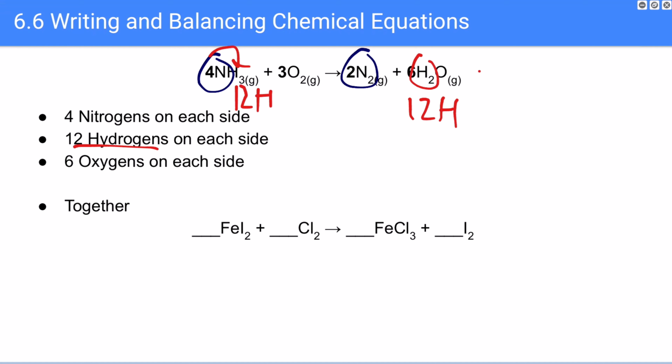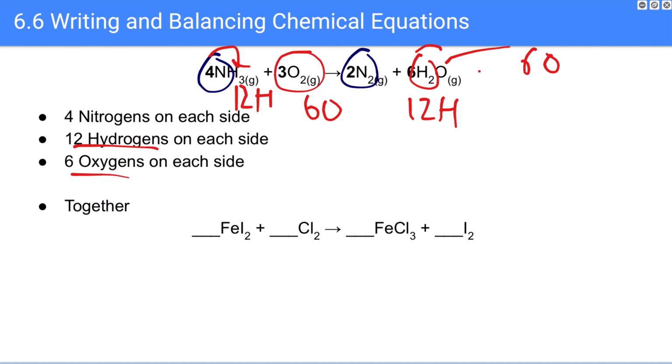The last thing I want to look at is the number of oxygens. 3 O2s is indicative of 6 oxygens. And same thing here, that 6 applies to that oxygen, giving us 6 oxygens as well. So the big thing I want you to see here is how a balanced chemical equation looks, right? We have the same number of each atom on each side of the equation. Now the tricky part here is figuring out exactly what we need to do in order to make this happen.